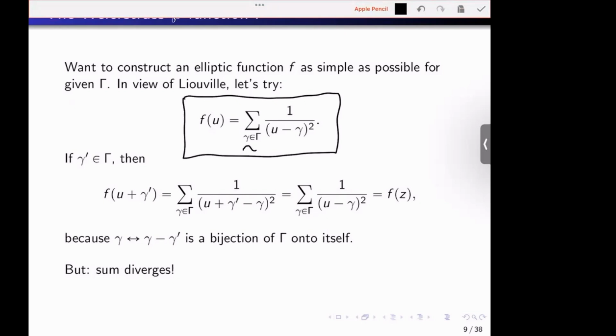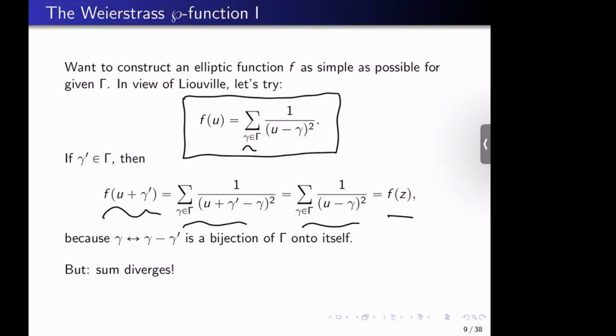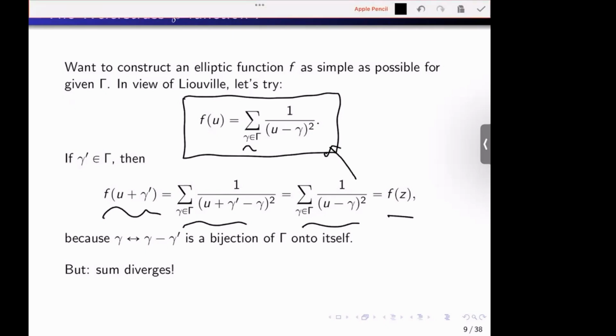And formally, actually, this expression has the periodicity property that we want. Namely, if you add one of your lattice elements to the argument, right, then a simple computation shows that the function doesn't change. Well, there's only one little complication with this whole approach, namely the sum that we wrote down here diverges. Yeah, so I mean, this could work in principle, but not quite in this form.